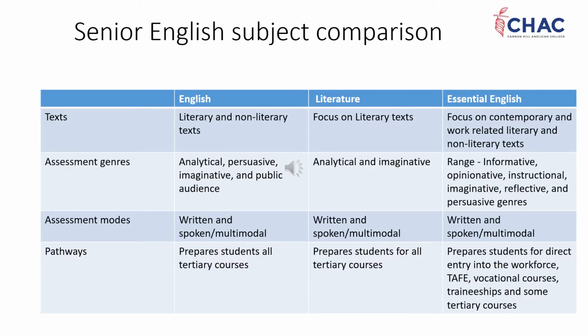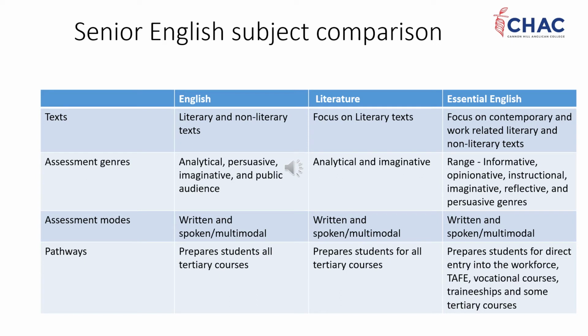On this slide, we can see the differences between the three senior English subjects. Firstly, looking at the texts. In English, students focus on both literary and non-literary texts. In literature, the focus is only on literary texts, whereas in Essential English, students examine contemporary and work-related literary and non-literary texts. Considering assessment, in English, students do analytical, persuasive, imaginative, and text for a public audience.